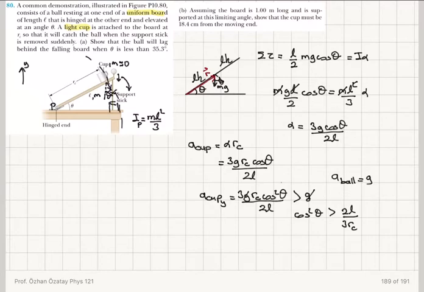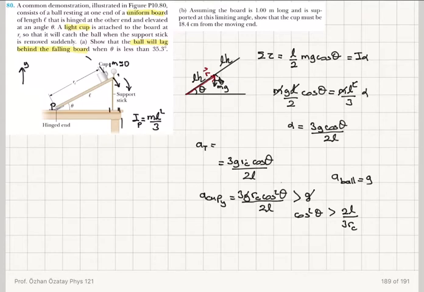Now, it actually says show that the ball will lag behind the falling board, not the cup. So it's not actually rc; I'm not concerned about the cup here. What I'm really concerned about is the end of this board. So it will lag behind the board. So we should read the problem more carefully. The ball will lag behind the falling board. It doesn't say the cup. So it is the top point of the board that I'm considering.